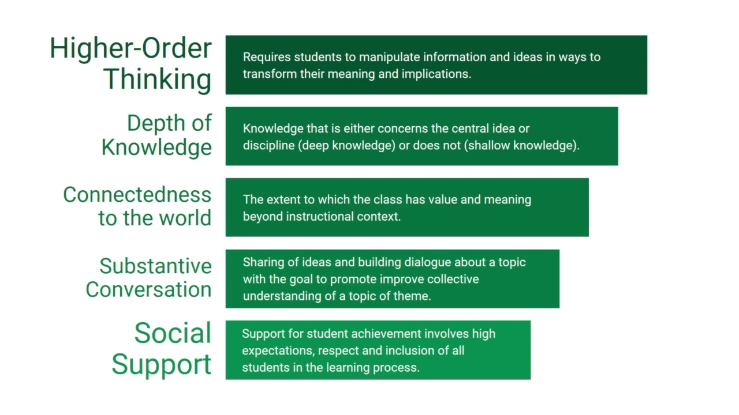The fifth is social support. This is social support for student achievement and involves high expectations, respect, and inclusion of all students in the learning process. Each of the 5 standards of authentic instruction have both a high and a low achievement description. Further descriptions for these standards can be found in your additional resources folder.